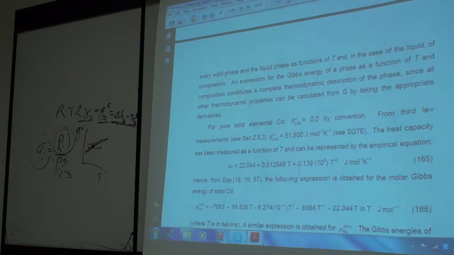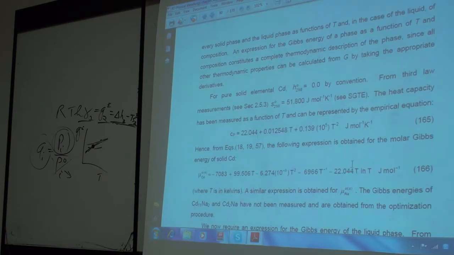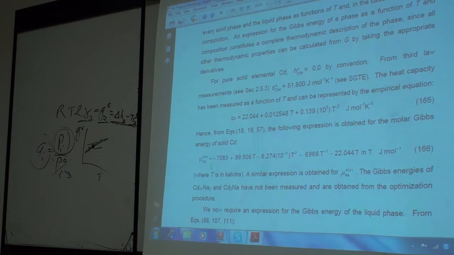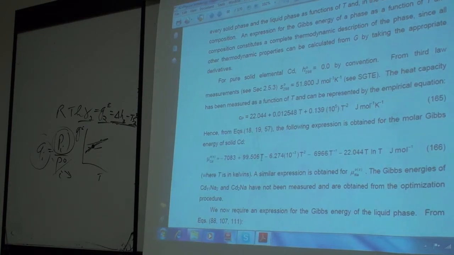We go through this. The heat capacity has been measured as a function of temperature. So for the pure solid elements, for solid cadmium, the enthalpy at 298 is 0 by convention. The entropy at 298 is known from third law measurements. The heat capacity of solid cadmium has been measured and is fitted to that equation. And so we get an expression for the Gibbs energy of solid cadmium as a function of temperature.